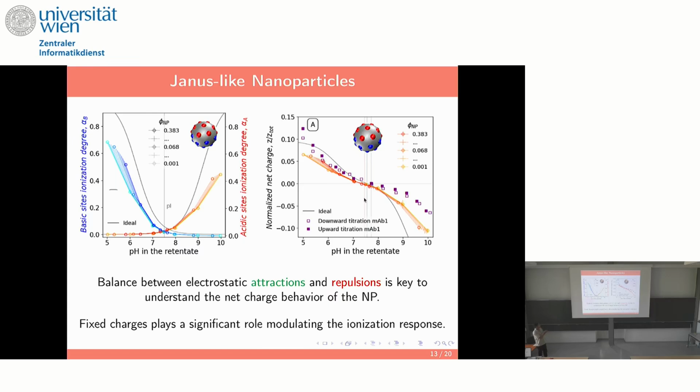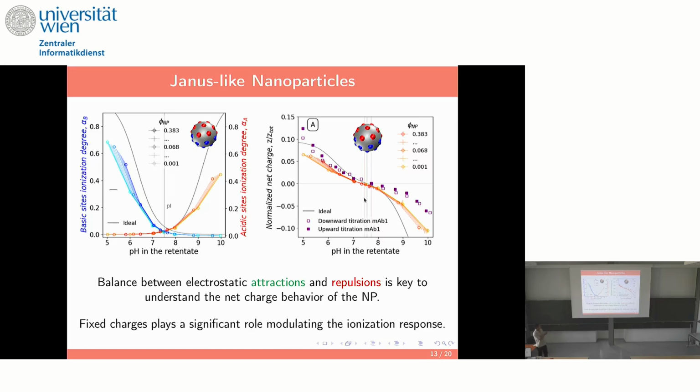Basically, this translates also into a difference in the net charge in comparison to the ideal case in black here. The points in purple are downward and upward titrations of a monoclonal antibody. So we see more or less that it resembles the shape, not completely. We don't want to say that it's a quantitative comparison, but still, we just wanted to have it as a reference.